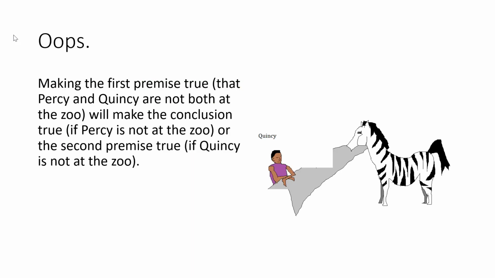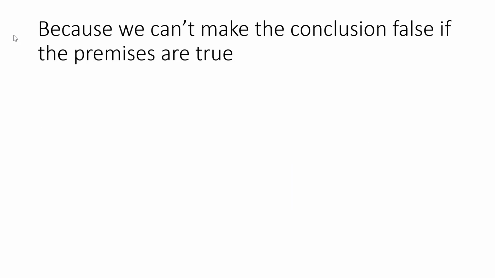Uh-oh. Making the first premise true, that Percy and Quincy are not both at the zoo, makes the conclusion true if Percy's not at the zoo. Or it makes the second premise true if Quincy's not at the zoo. Making the second premise true, in other words, and the conclusion false, required that the first premise be false. Because we can't make the conclusion false if the premises are true, it looks like the argument is valid.